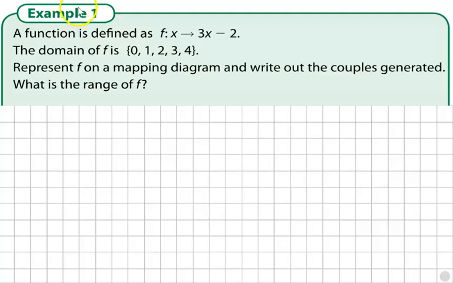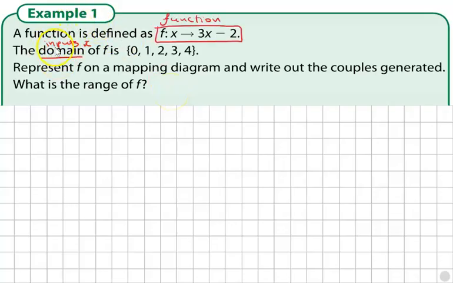Example 1. A function is defined as f of x maps to 3x minus 2. The domain of f is 0, 1, 2, 3, 4. Represent f on a mapping diagram and write out the couples generated. What is the range of f?